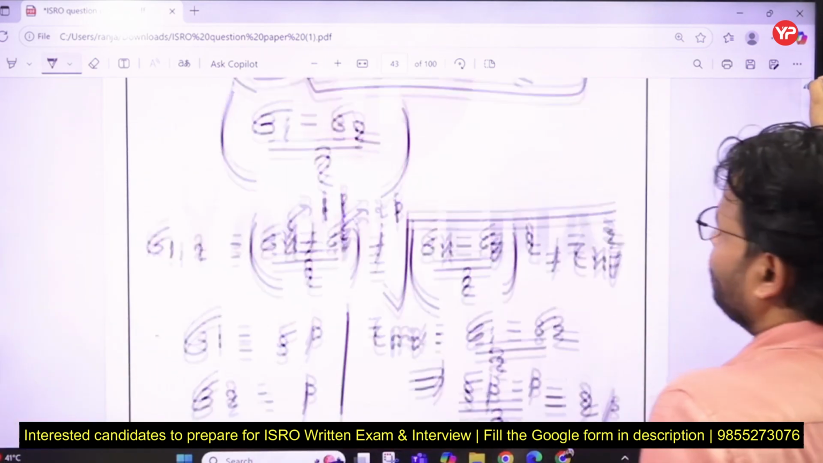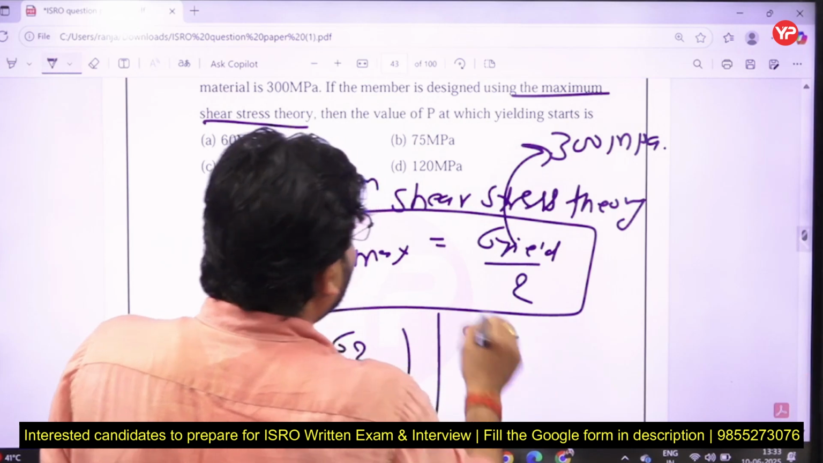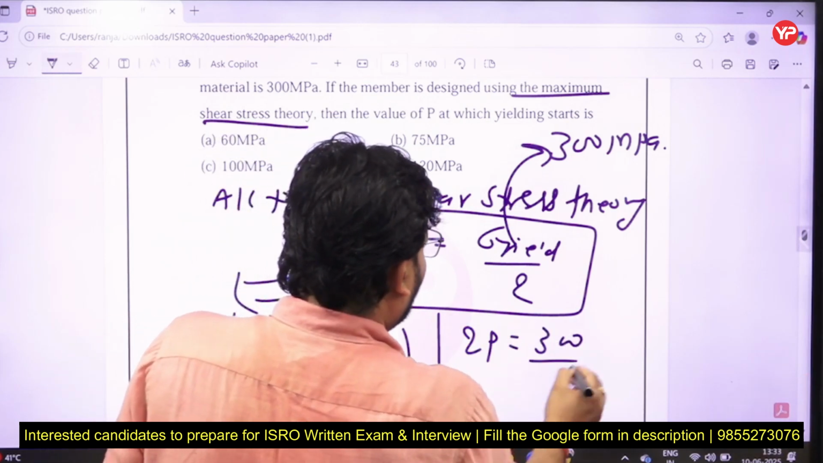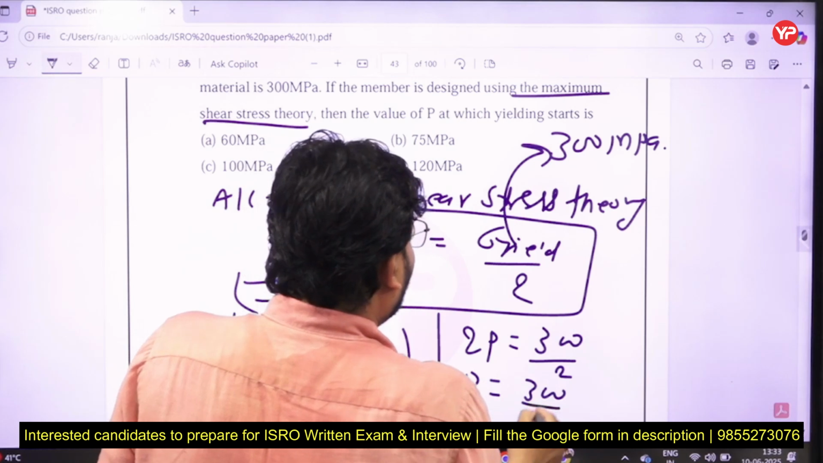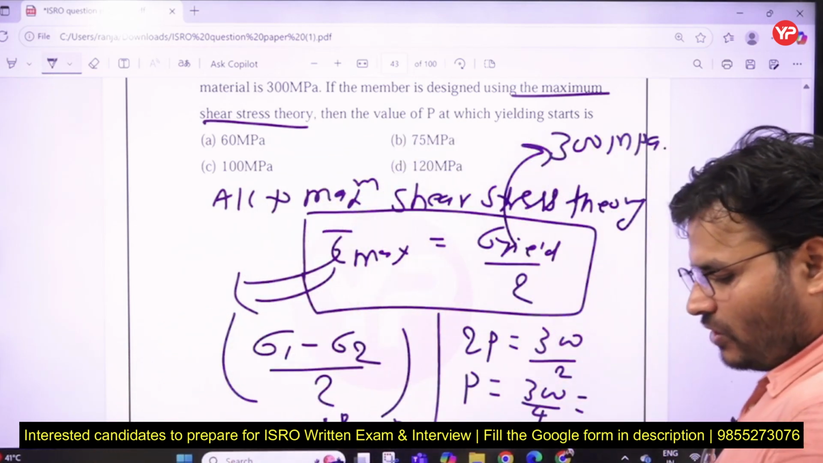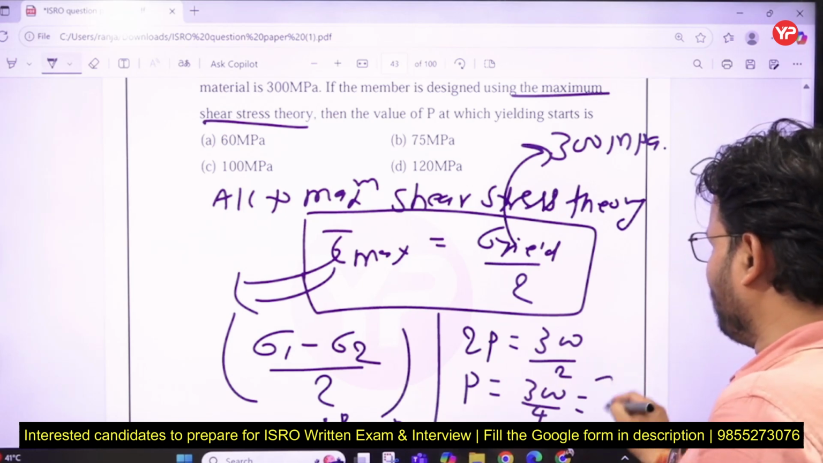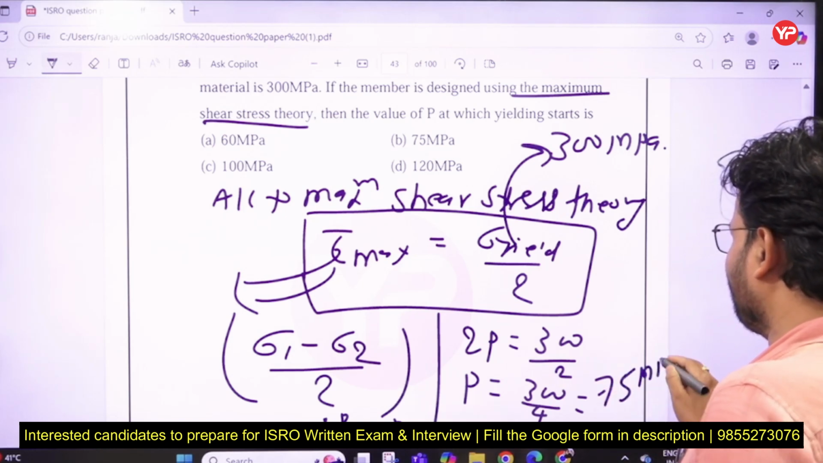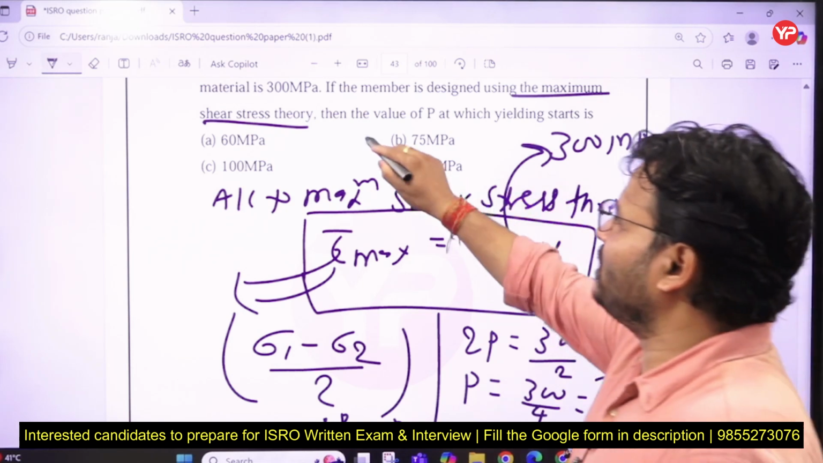So here we can write 2p is equal to 300 upon 2. Can you calculate p? 300 upon 4. By solving that, its value comes out to be 75 MPa. So p is 75, and B is the right answer.